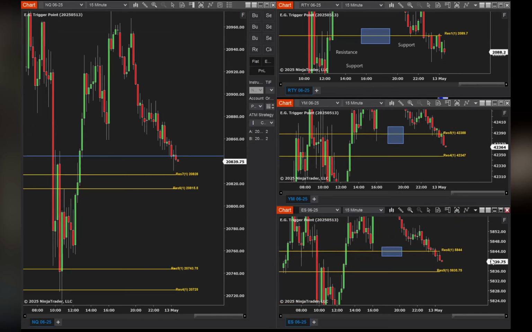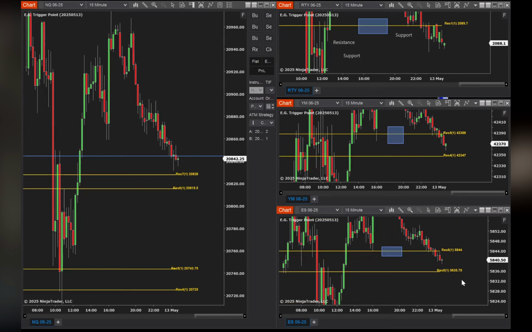All of them had to retest. Every time this support line broke, I expected a retest. Again, it broke, I expected a retest. It broke, I expected a retest. And this is the drawdown I had here when I was in a position on NQ.